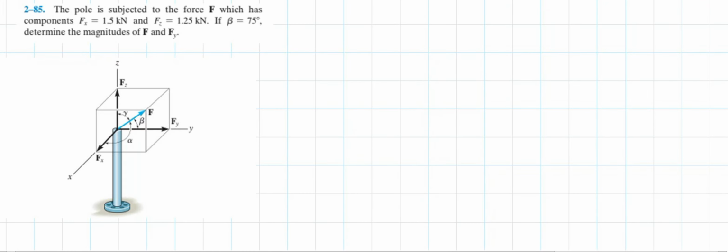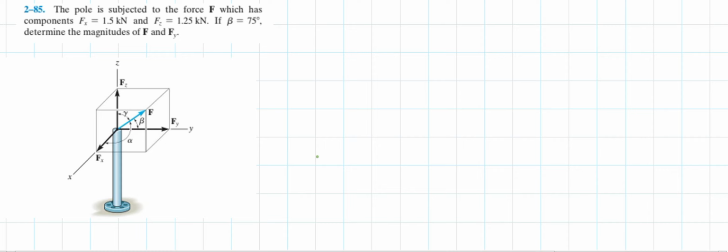Hello everyone, welcome back. Just try this question. This question says that the pole is subjected to the force F which has the components Fx equal to 1.5 kilonewton and Fz equal to 1.25 kilonewton. If beta is equal to 75 degrees, determine the magnitude of F and Fy.